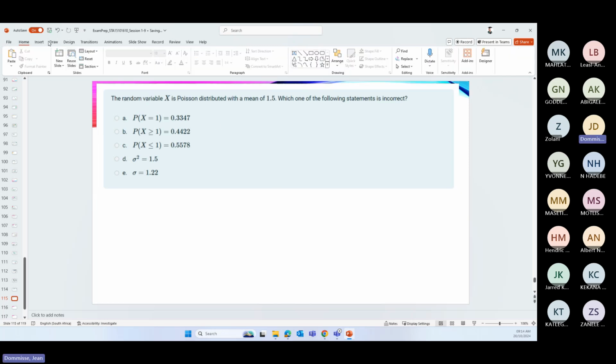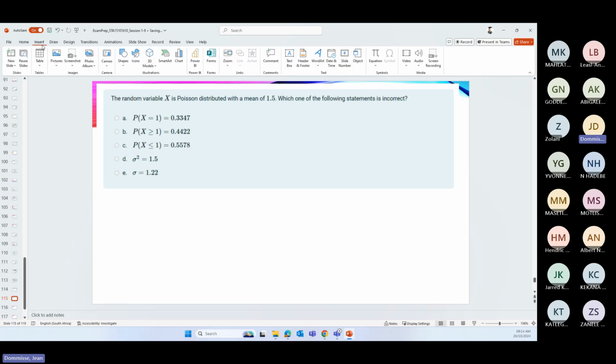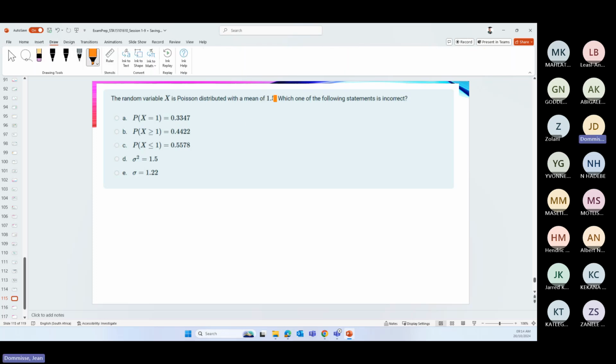A random variable x is Poisson distributed with a mean of 1,5. So if the mean is 1,5, remember lambda is 1,5. Your variance is 1,5. And then your standard deviation is the square root of the variance.